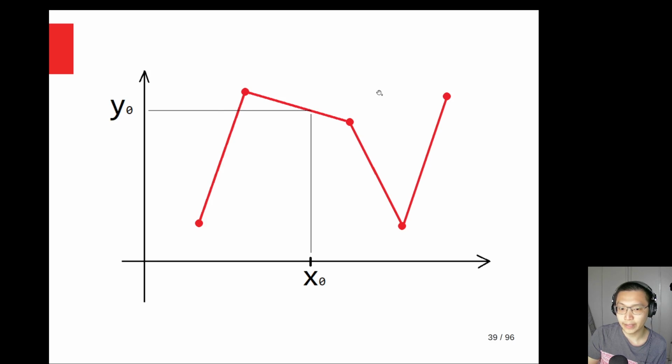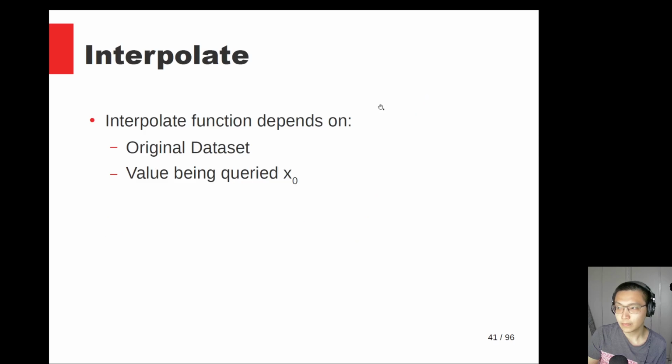So how would we implement such a function? The interpolate function depends on the original data set as well as the value being queried, which is x0.